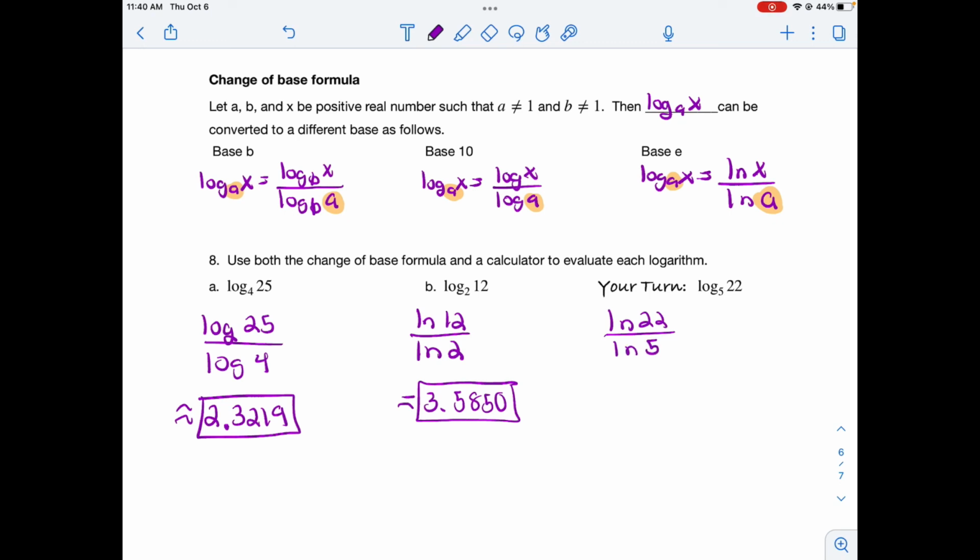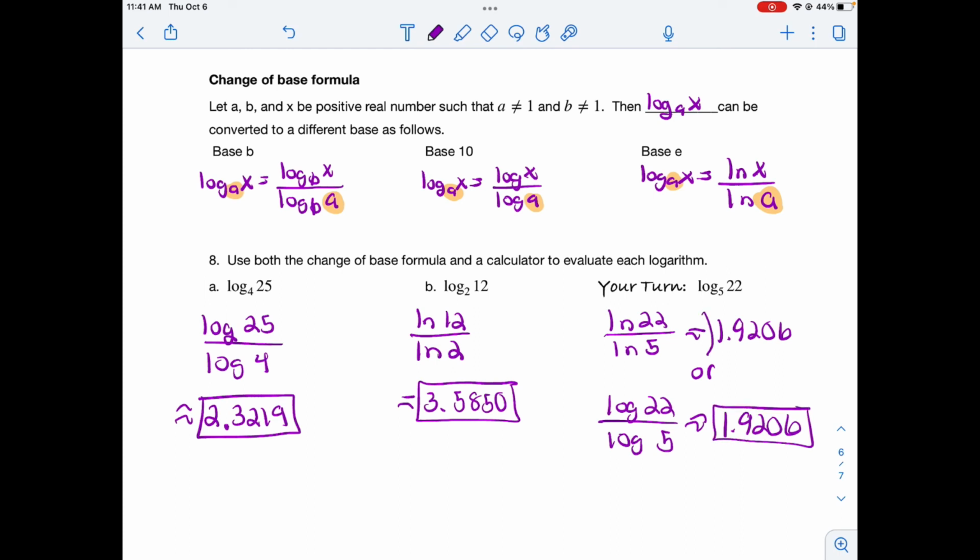All right, and for this one that you tried, I'm going to use the natural log. So natural log of 22 divided by natural log of 5 is equal to 1.9206. If you use the common log, you got the exact same answer, so it does not matter which one you do. Okay, and so that is our introduction to logarithms.